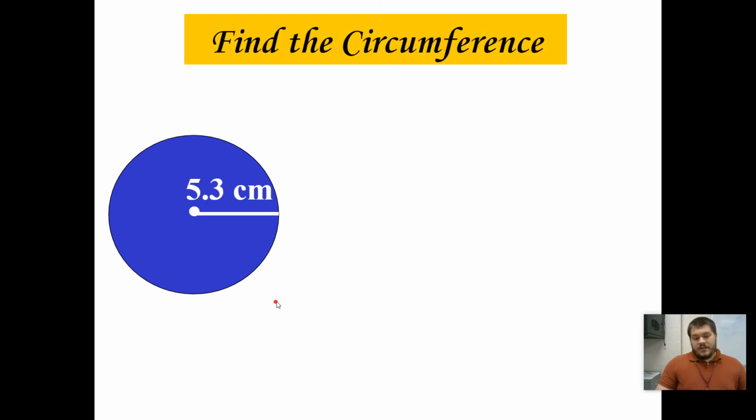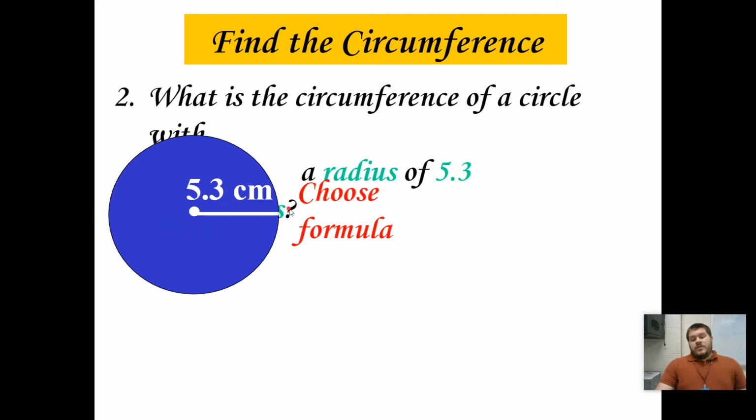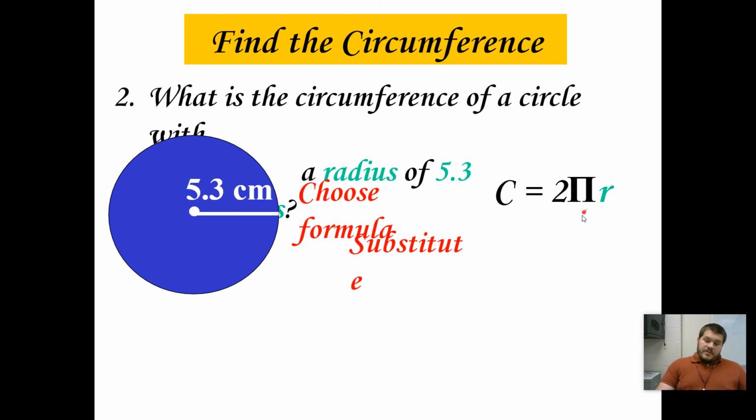So here we have the radius of 5.3 centimeters. We know it's radius because it goes from the center to the outside. It's the small one. So to use a formula, we have to use 2 times pi times the radius. Again, we substitute in 5.3 for the radius, and it gives us 2 times pi times 5.3.